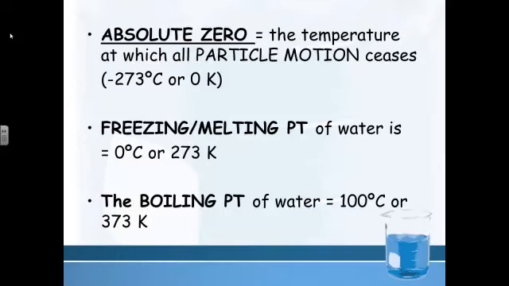Absolute zero is the temperature at which all particle motion ceases. This is either negative 273 degrees Celsius or 0 degrees Kelvin. You also need to know the freezing and melting point of water, which is 0 degrees Celsius or 273 Kelvin, and the boiling point of water, which is 100 degrees Celsius or 373 Kelvin.